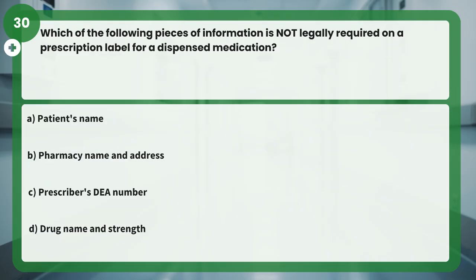Question 30. Which of the following pieces of information is not legally required on a prescription label for a dispensed medication? A. Patient's name. B. Pharmacy name and address. C. Prescriber's DEA number. D. Drug name and strength.